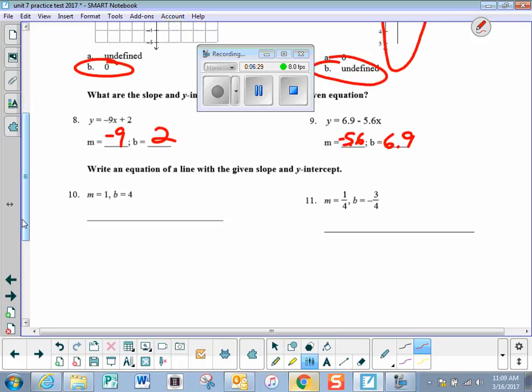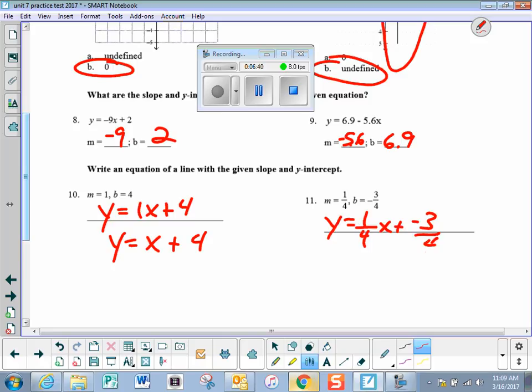Write an equation in slope-intercept form. Y equals 1x plus 4, or you could just write y equals x plus 4. Here it'd be y equals coefficient of x, or the slope would be 1/4 x plus a -3/4.